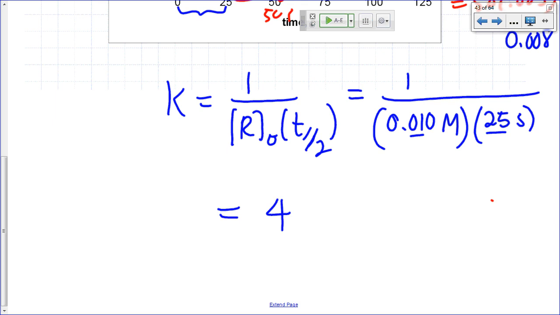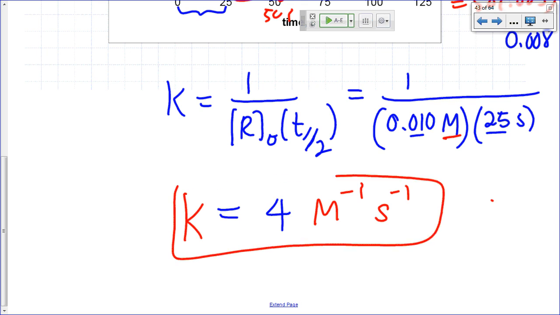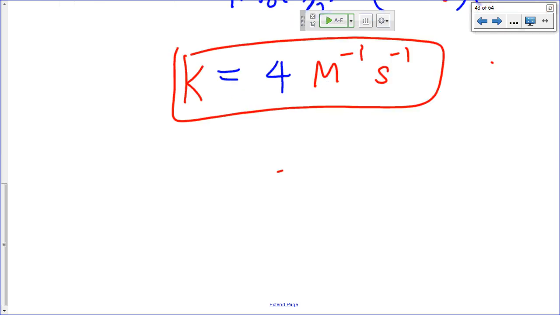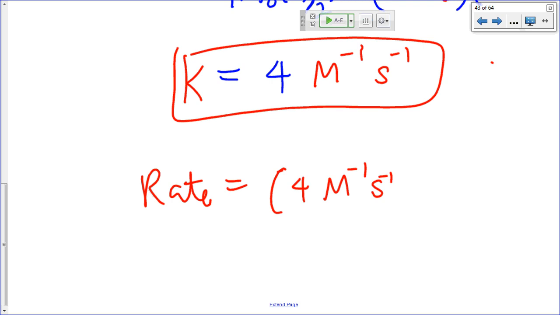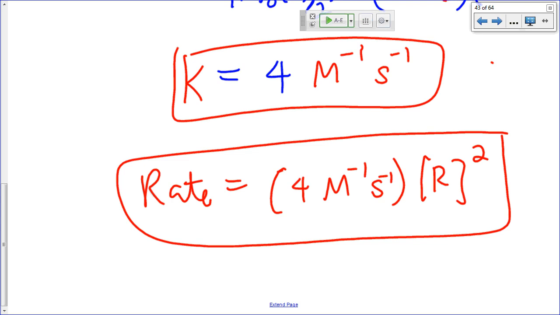And what's the unit for our rate constant? Per molarity per second. That's the unit for a second order rate law, and that's your rate constant right there. So you write your rate law: rate is equal to the rate constant, which is 4 per molarity per second, times the concentration R raised to the second power. That's how you can tell what your rate law is.